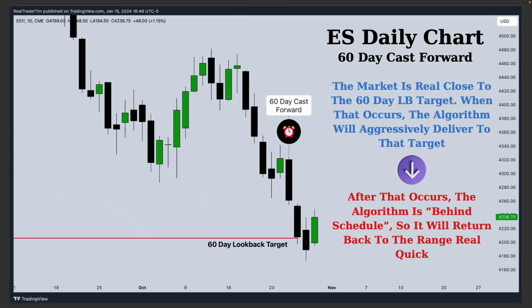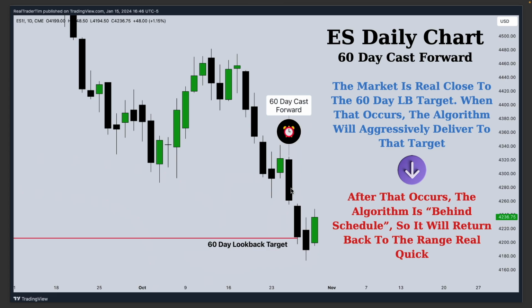Now, zoomed in on when we got that 60-day look back target, we start to see some really interesting things occur. If we're looking right here, right where my cursor is, right where I have this clock emoji labeled 60-day cast forward, this is 60 days from August 1st, our look back anchor. On the 60th day here, had we purged our 60-day look back yet? No, we have not. But when the market is this close to a 60-day look back target, or just clear equal lows, relative equal lows, sell side liquidity on the daily or weekly chart, it's going to want to swoop down there and grab this 60-day look back target real quick.